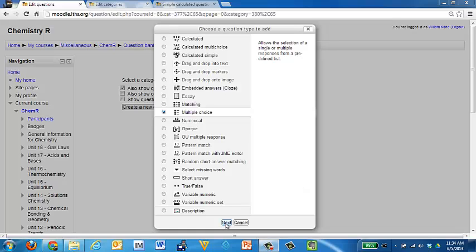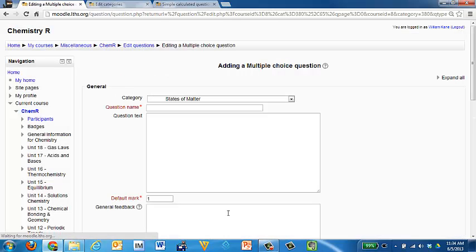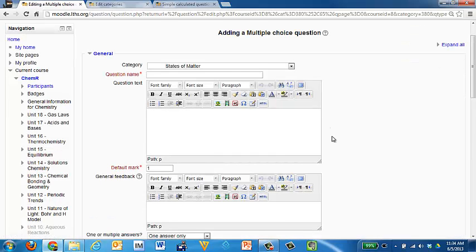Okay, so here's another question type. It's called multiple choice. It's the typical question type that we're used to asking. It's got a few interesting quirks, though. We're going to try for this. Question name is going to be something like states of matter.